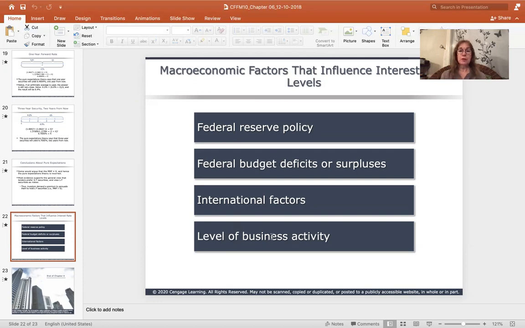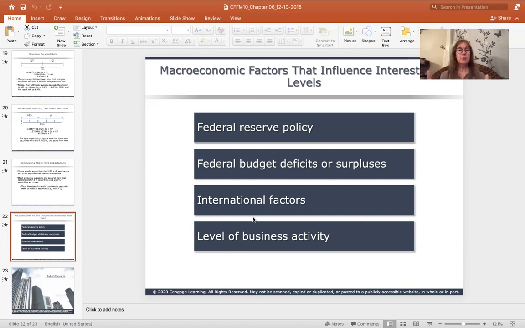If we're in a recession, that kind of goes along with Federal Reserve policy. If there's not a lot of business activity, not a lot of demand for money, interest rates will be pushed down. If there's a lot of business activity, demand for money is up, interest rates will be higher.